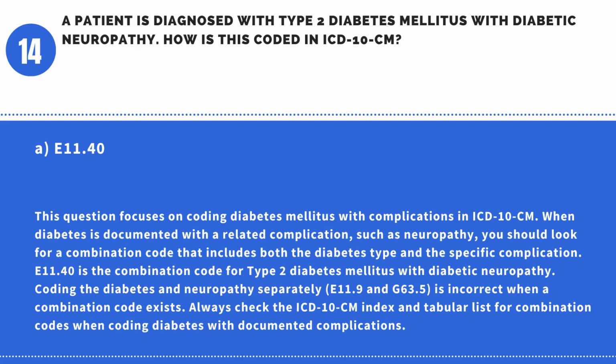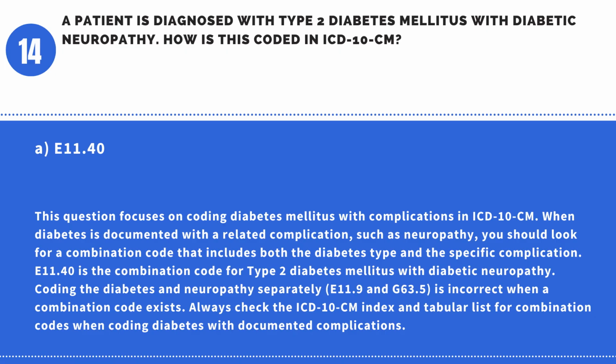Answer: A. E11.40. This question focuses on coding diabetes mellitus with complications in ICD-10-CM. When diabetes is documented with a related complication, such as neuropathy, you should look for a combination code that includes both the diabetes type and the specific complication.